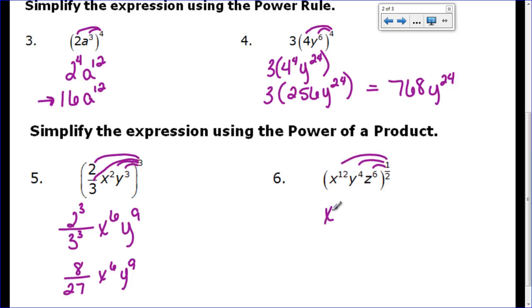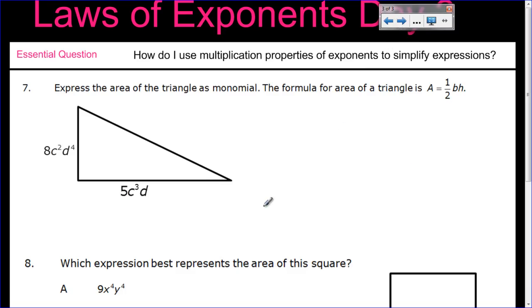So I have x. 12 times a half becomes 6. 4 times a half is 2, and 6 times a half is 3. So that's what that becomes. That's your simplified expression. So let's look at a couple more. Now let's apply it to some actual problems like area of a triangle and of a square.